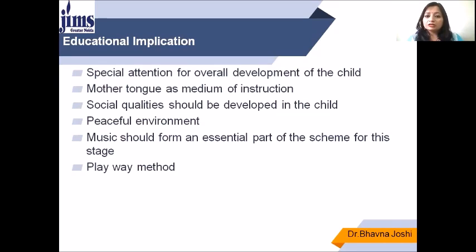Mother tongue should be used as a medium of instruction. Social qualities should be developed in the child by the age of 2 years. I will not say that a child of 6 months or 8 months or 10 months will act socially in a social gathering, but by the age of 2, a child should have these social qualities. Then a peaceful, happy and healthy environment should be given to the child for overall development of his personality.